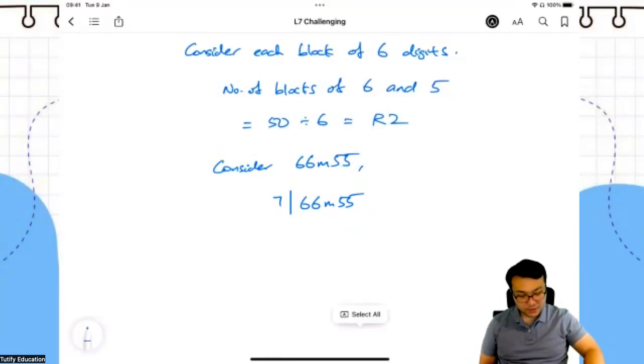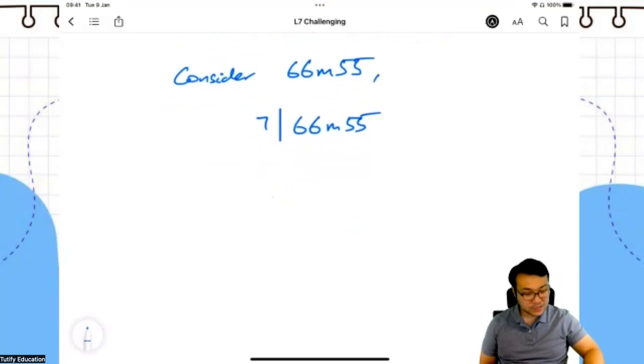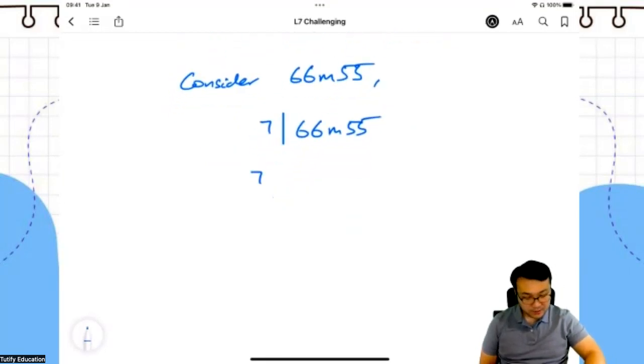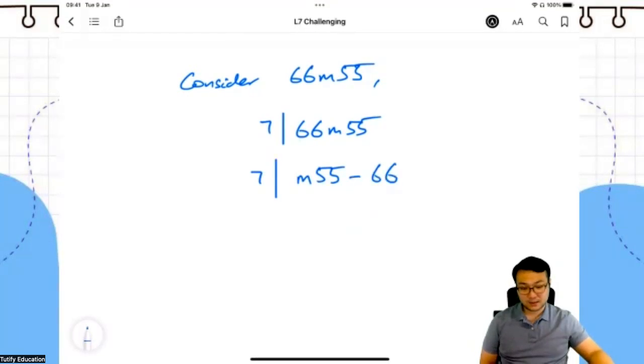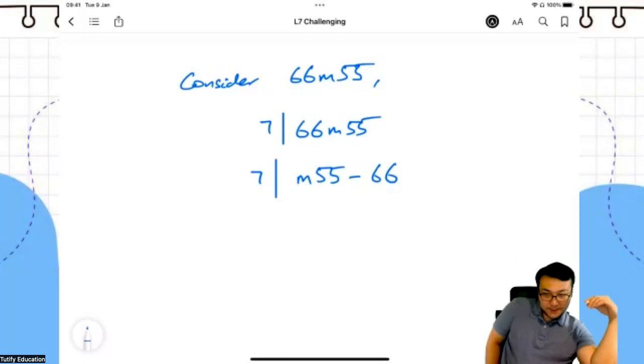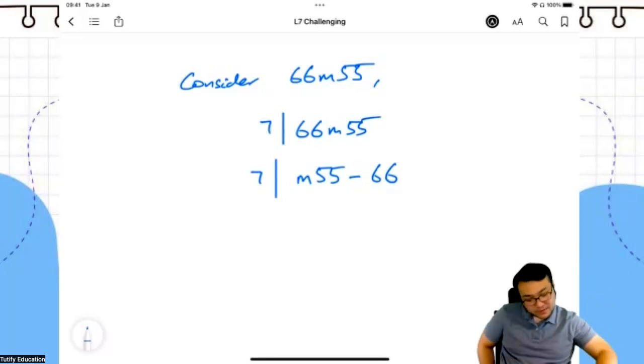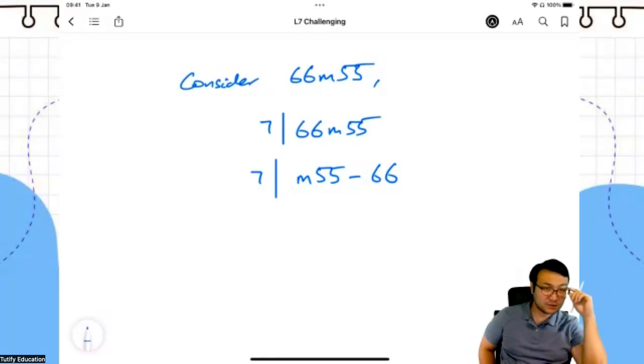You separate the last 3 digits, okay? And you find the difference between the last 3 digits and the remaining digits. So therefore, we can say that 7 must be able to divide the difference between the last 3 digits and the remaining digits. Can you simplify this for me? M55 minus 66. Looks like 55 cannot minus 66, right?